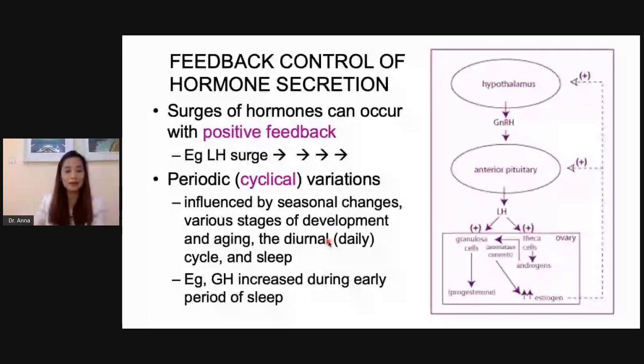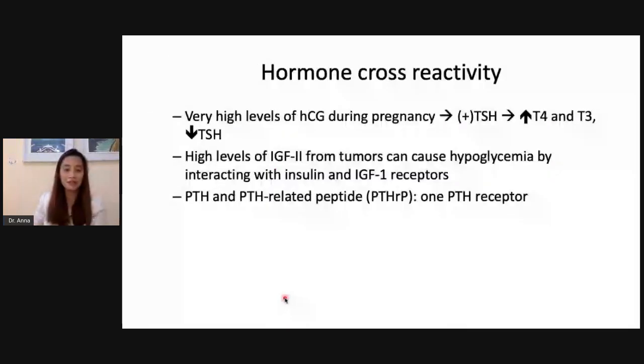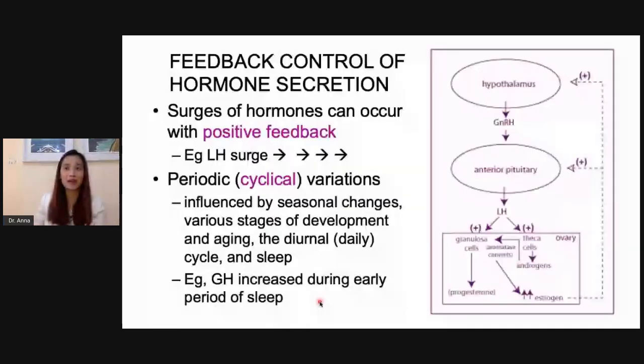For example, your growth hormone is increased during the early period of sleep, and the increase in growth hormone will, especially in kids, stimulate growth and development in children. That's why children who are sleep deprived can have some sort of growth stunting as well, because the growth hormone secretion is not maximized because of the sleep deprivation.